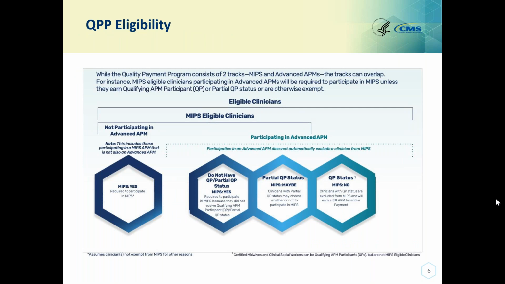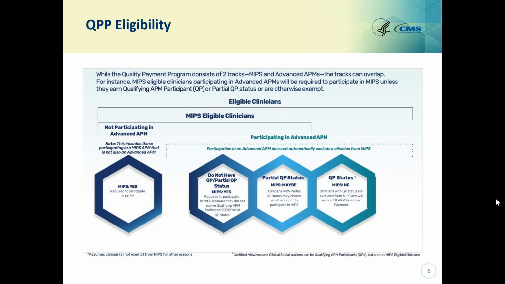In this graph, you can see a little bit more clearly the buckets that you might fall into within QPP. MIPS eligible clinicians is a pretty broad term, and really just refers to Medicare enrolled clinicians for the most part. To be MIPS eligible, you'd have to meet certain criteria, such as meeting the low volume threshold and things of that nature. But most eligible clinicians will be considered MIPS eligible clinicians unless otherwise excluded. Participating in an advanced APM does not mean that you are not a MIPS eligible clinician, but being a QP does. So if you earn QP status, you get out of MIPS. It's a get out of MIPS free card.